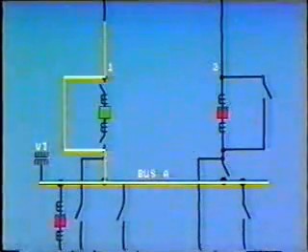Note, before closing the transfer breaker, differential protection on both buses must be disabled, as there may be a current unbalance. As previously mentioned, bus tie protection must be adaptable to all lines.